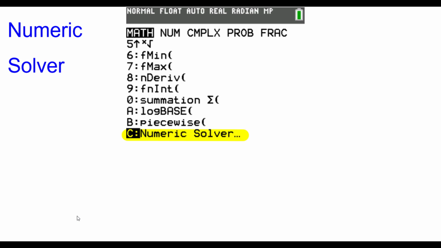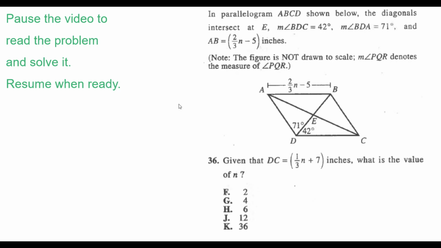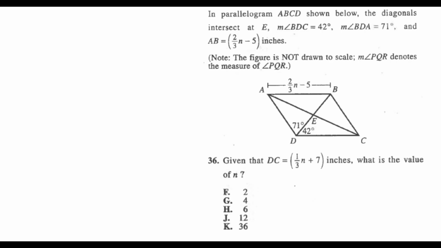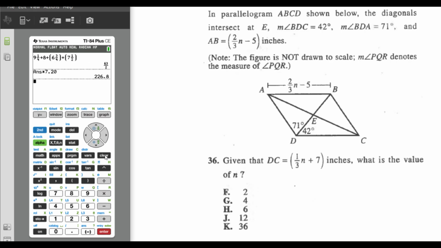Numeric Solver. Several different problems on Numeric Solver. Go ahead and look at number 36, read it, pause the video to solve it, resume when ready. All right, so let me go ahead and bring up the calculator. So the Numeric Solver is under Math, and it's the last one in Math, so I'll press the up arrow to get to the bottom quicker. That was the up arrow under Math, Numeric Solver.